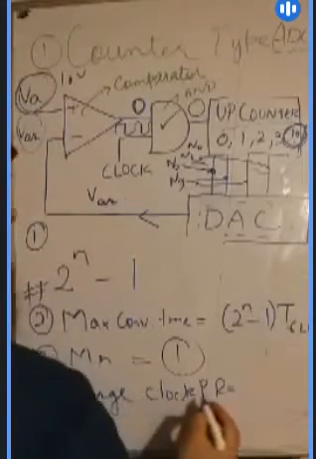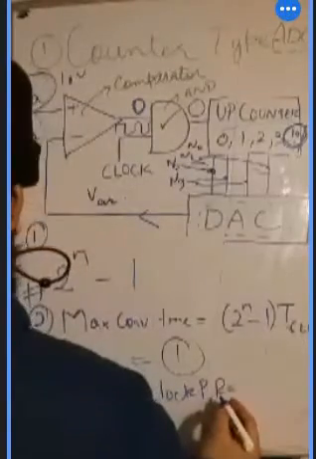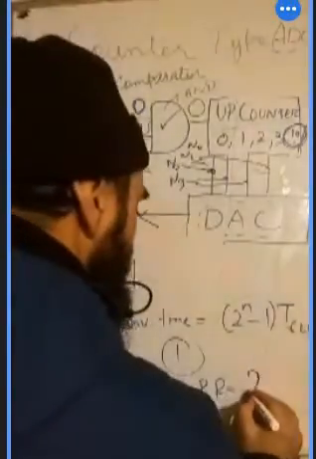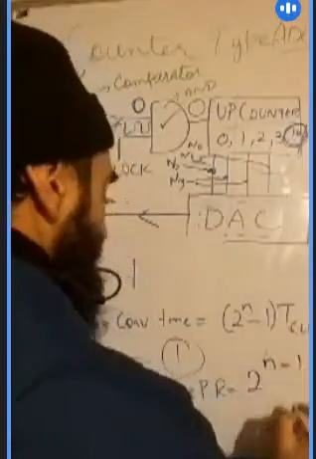Okay, so the average clock pulse required will be 2 raised power n minus 1.